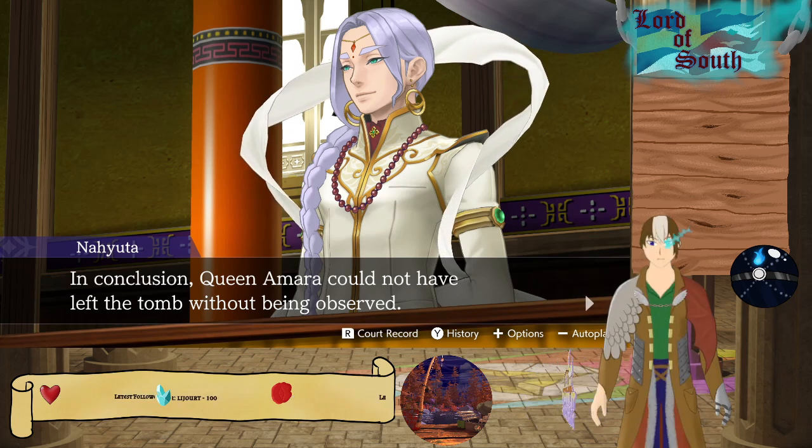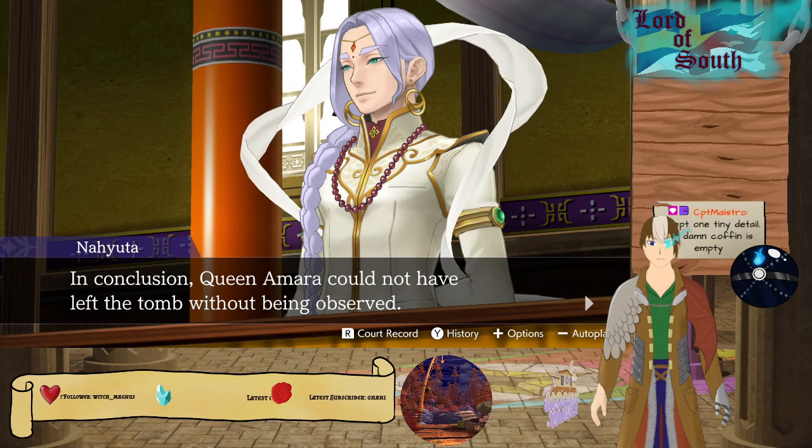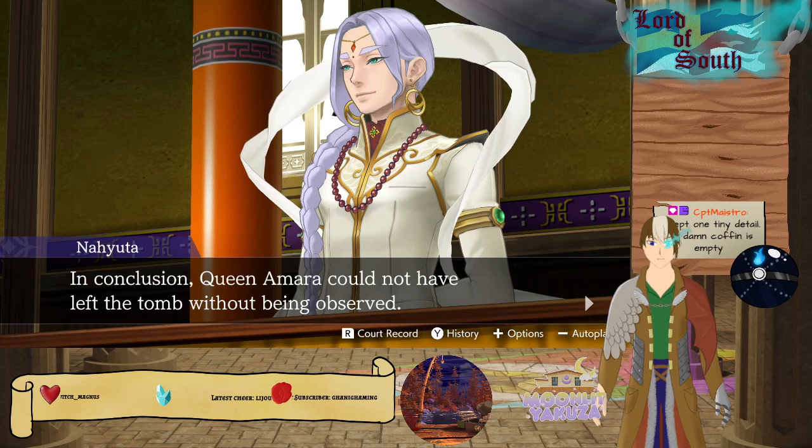In conclusion, Queen Amara could not have left the tomb without being discovered. Except one tiny detail, the damn coffin is empty.